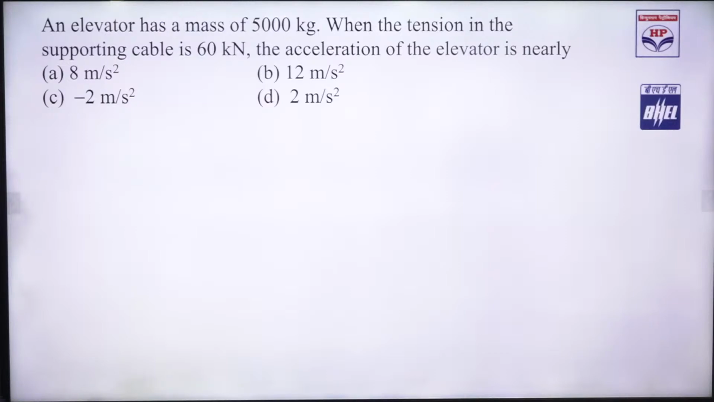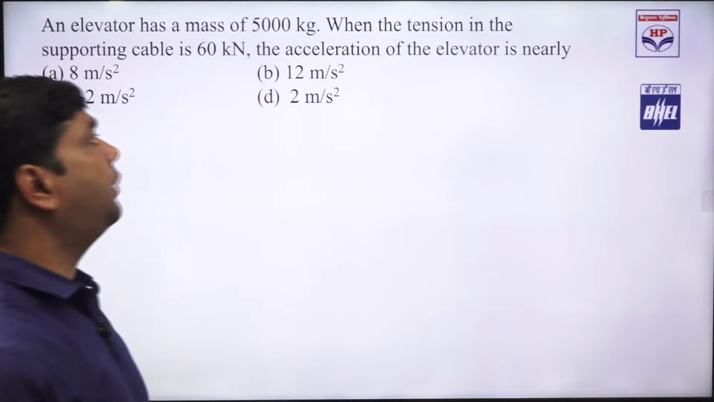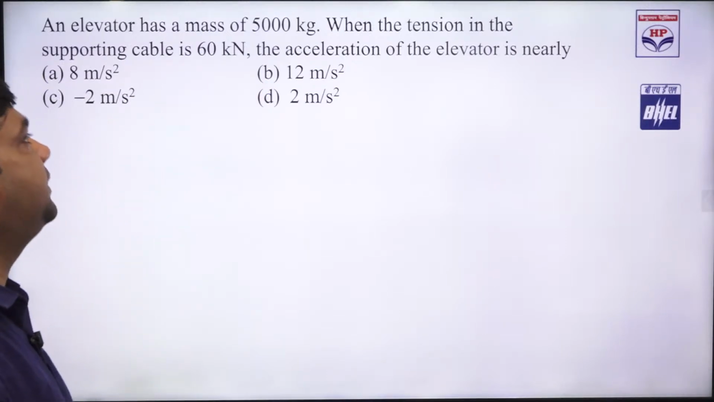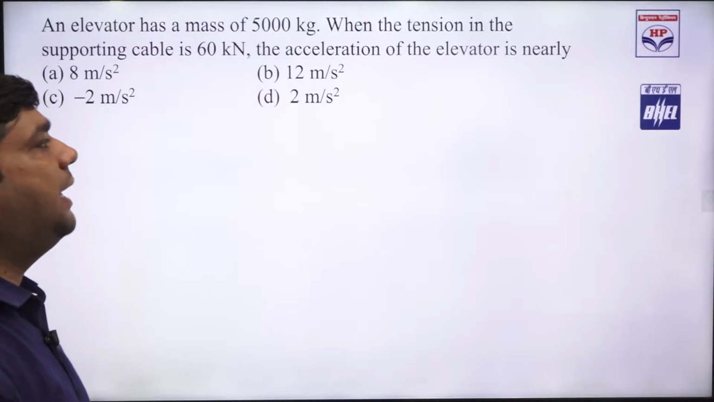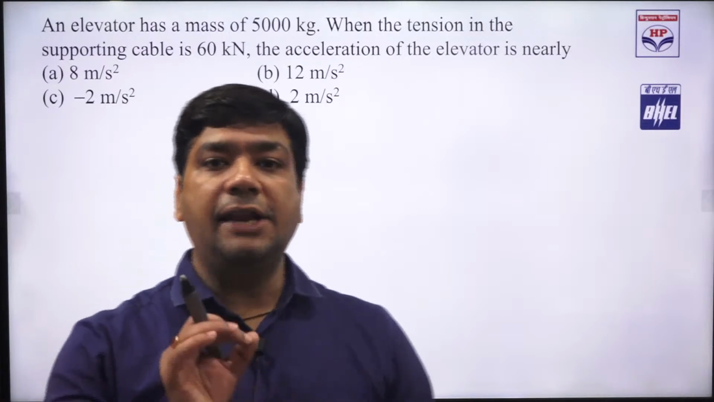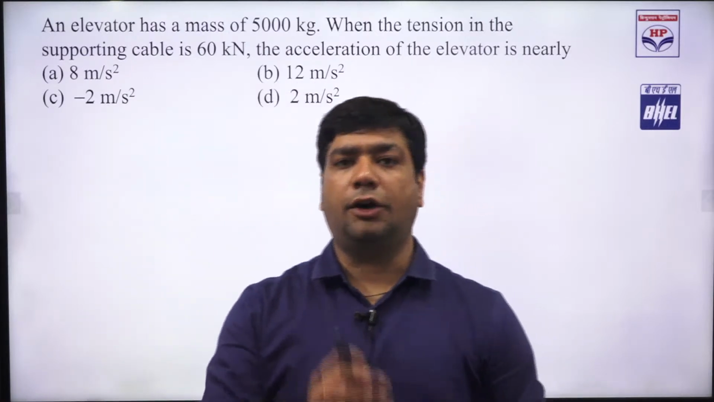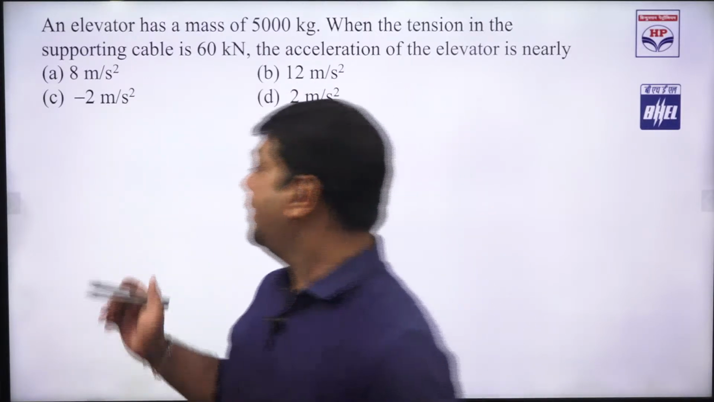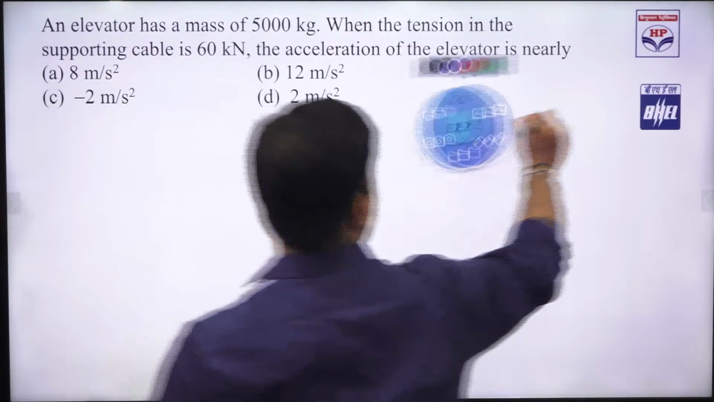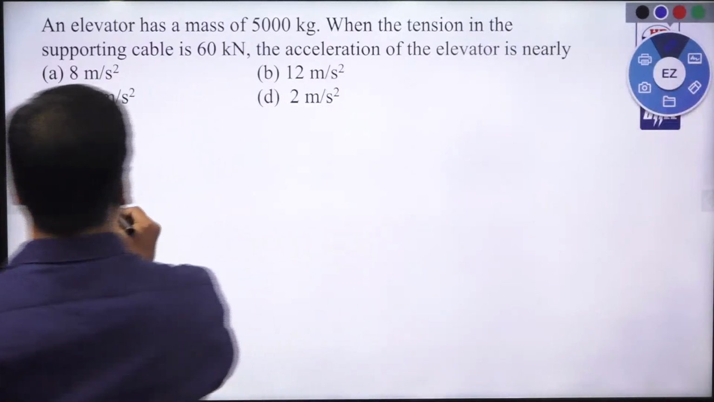Okay, the question is saying that an elevator has a mass of 5,000 kg when the tension in the supporting cable is 60 kilonewton. We have to find the acceleration of the elevator. It is not saying whether the elevator is moving upward or downward. It is just saying that there is one elevator.